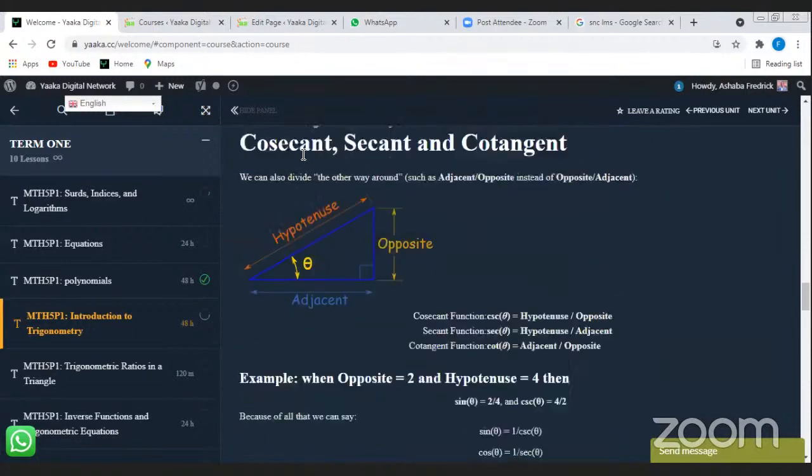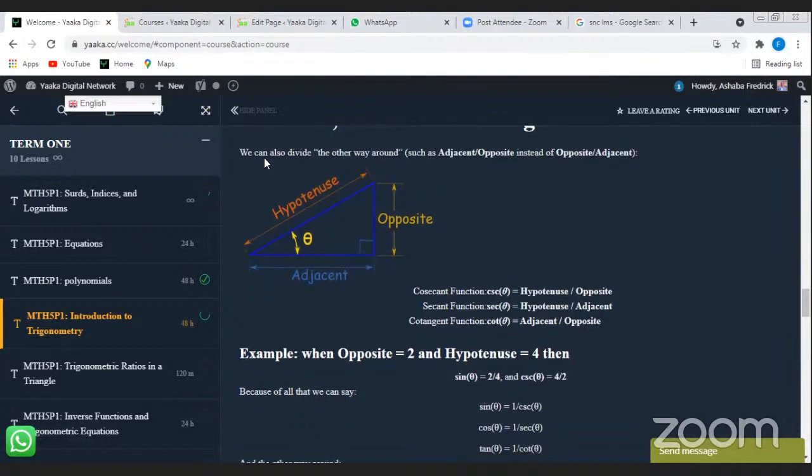Then this one I had briefly talked about: the inverses of cos, sine, and tan. When we get 1 over cos, it gives us secant. Then 1 over tan gives us cotangent, and 1 over sine gives us cosecant.